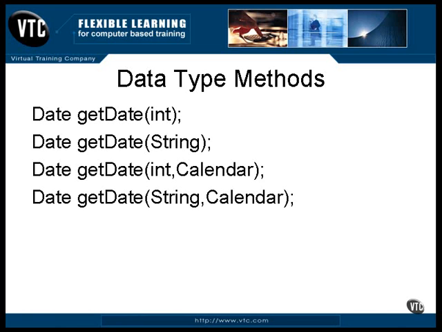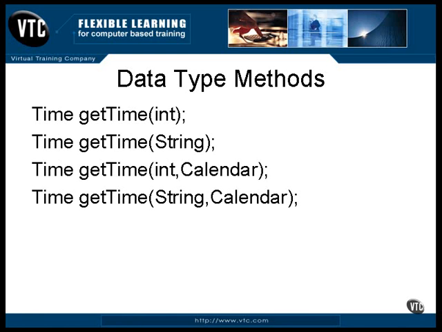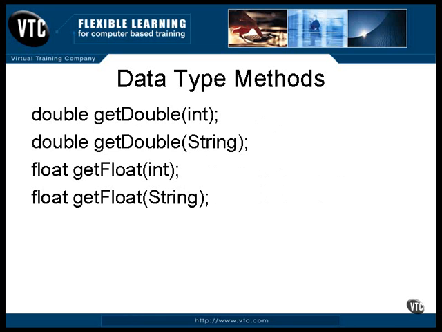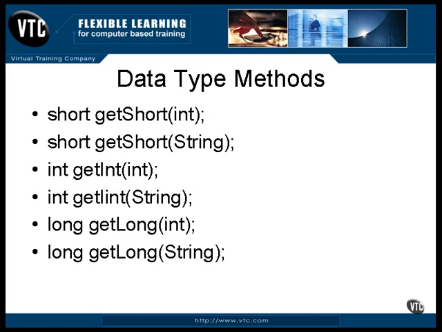These methods retrieve date and time information. If the calendar object is included, it's used to provide such things as millisecond data and time zone information, because some databases don't store that with their data types. You can do the same thing with a time object, and you can do the same thing with a timestamp object. Now, these methods return values as real numbers. A double is a 64-bit real number, and a float is a 32-bit real number. These methods return the values as integers. A short is 16 bits, an int 32 bits, and a long is 64 bits.